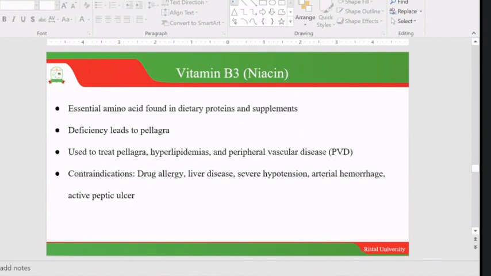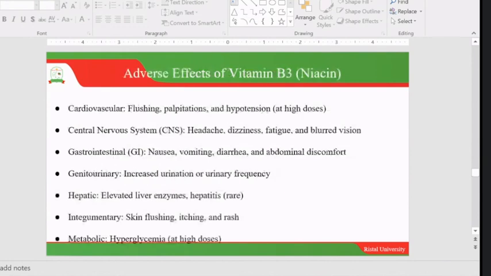So when is it contraindicated? Due to drug allergies, when there is severe hypotension, arterial hemorrhage, and also if someone is having active peptic ulcers, then we do not give vitamin B3 or niacin. So what are the adverse effects of niacin or vitamin B3? We are looking at flushing, okay?